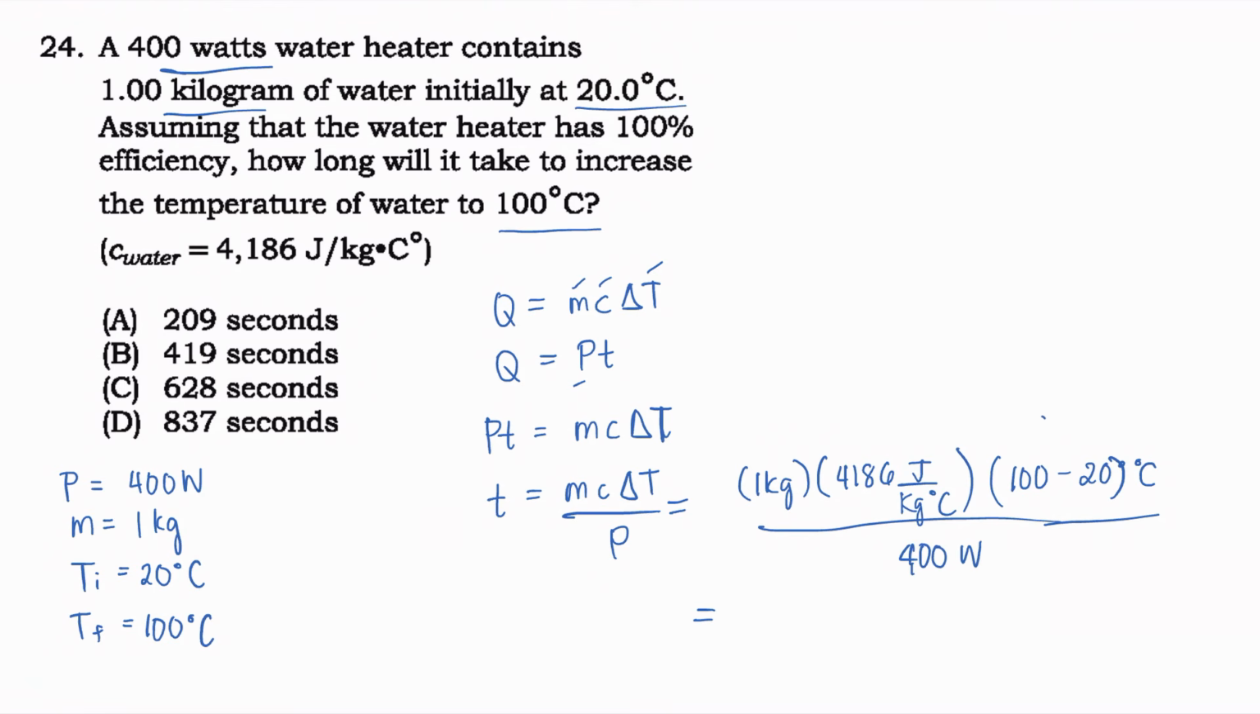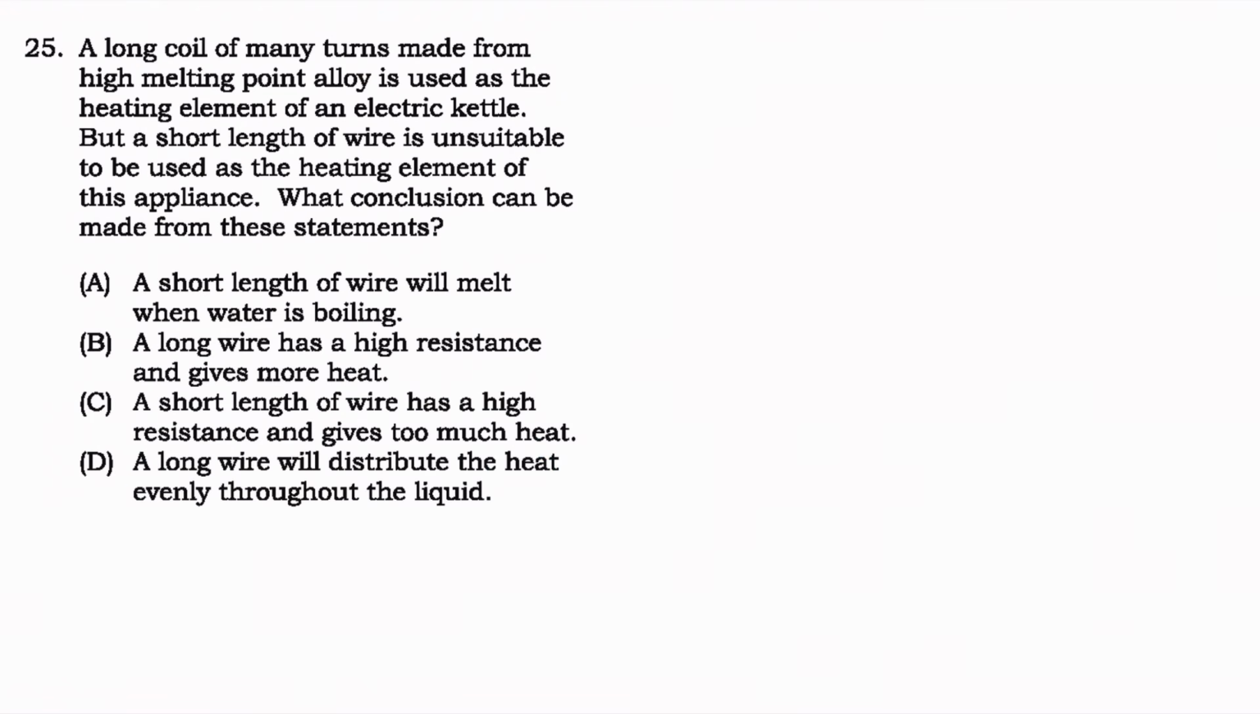Makakancel na yung units since consistent naman. Kapag tinry nyo itong isolve, so ito 80 na to, diba? Lowest terms niya, magiging 5 na lang. And then, try to divide na lang. Maglo-long division kayo. So, yung makukuha nyo sagot is 837 seconds. Which is letter D.